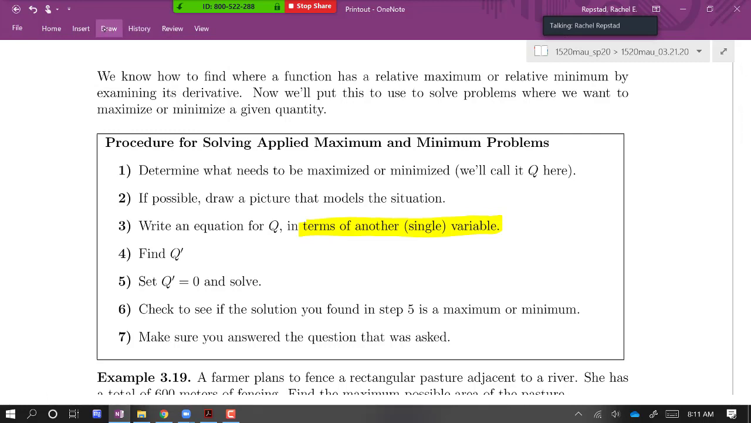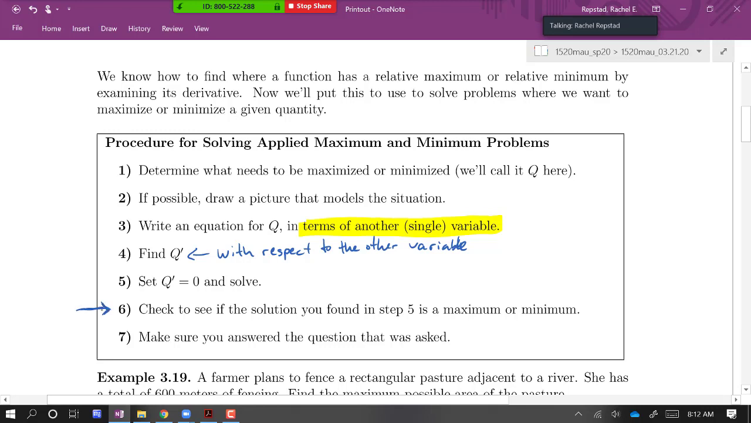Then you're going to find Q prime, which means with respect to that one other variable that we used in the equation in step 3. So we're not differentiating with respect to time unless, of course, time happens to be that other variable. And we're looking for a maximum or minimum, so that means we're finding critical values. We're going to set the derivative equal to 0 and solve, and then see if we found a max or a min. People often forget this step.